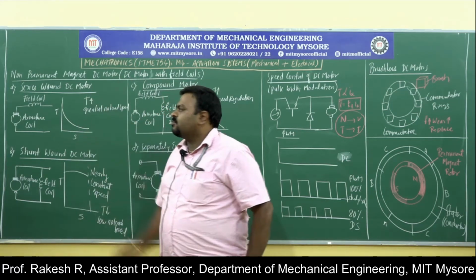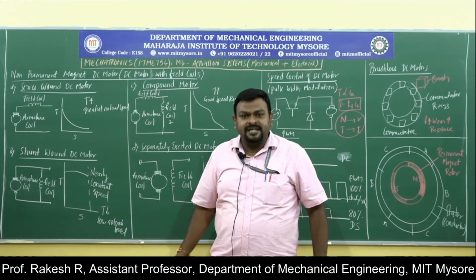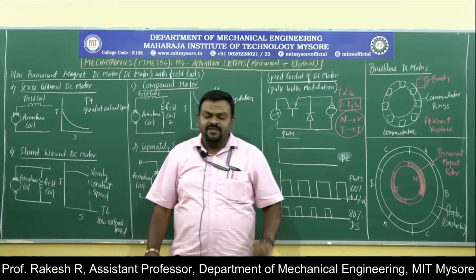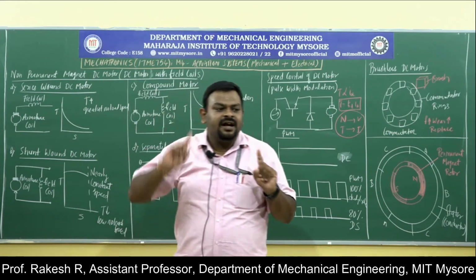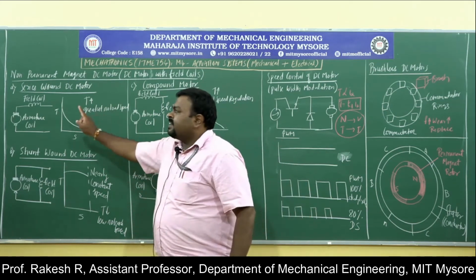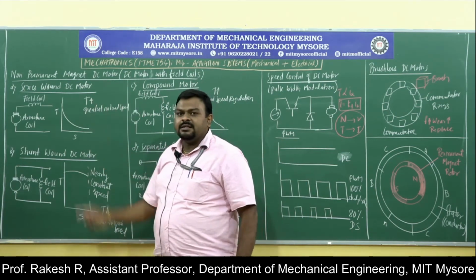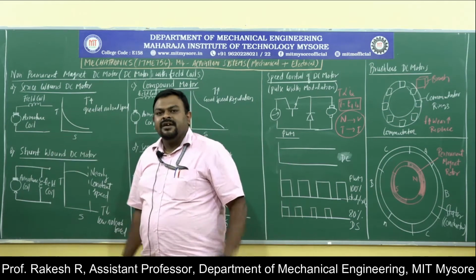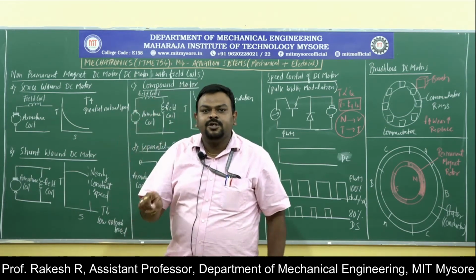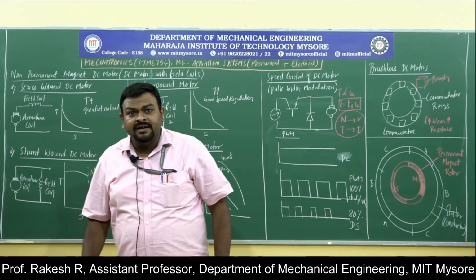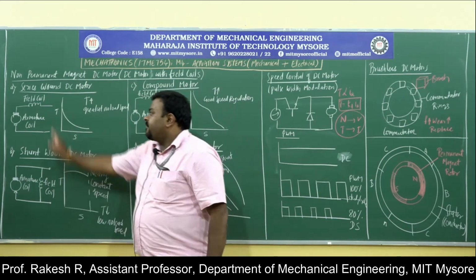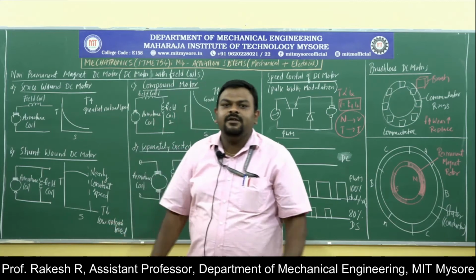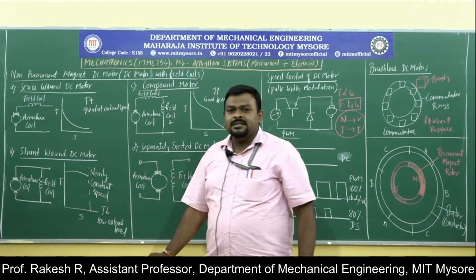The first case is the series wound DC motor. The name itself indicates series. Series means the field coil is connected in series with the armature coil. There are two parts again: one is the armature coil and the other is the field coil. Here in the series wound DC motor, the field coil is connected in series with the armature coil, that means both are in series. If I want to actuate the motor, the armature coil should be high as well as the field coil should be high. That means the excitation must be there for both the armature as well as the field coil. If one of the excitations is not there, then the motor will not work. So this is the series wound DC motor.